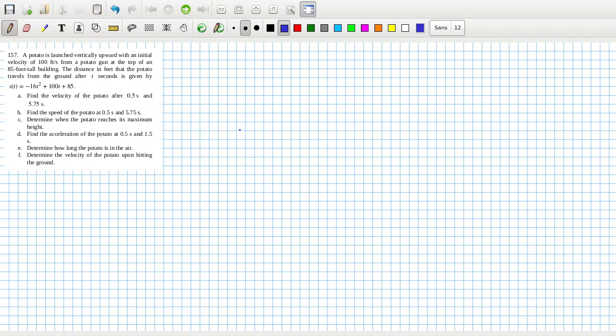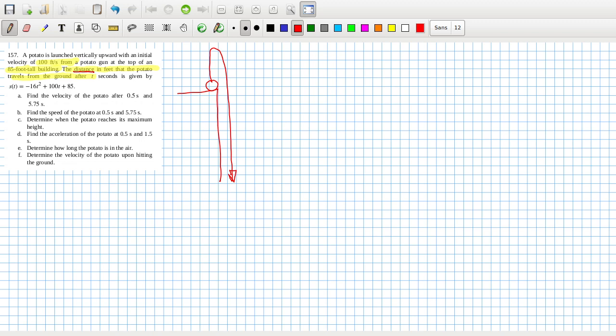A potato is launched vertically upwards with an initial velocity of 100 feet per second from a potato gun at the top of an 85-foot tall building. The distance in feet that the potato travels from the ground after t seconds. Okay, I better draw this now. So it goes up and will come back down, I'd imagine.